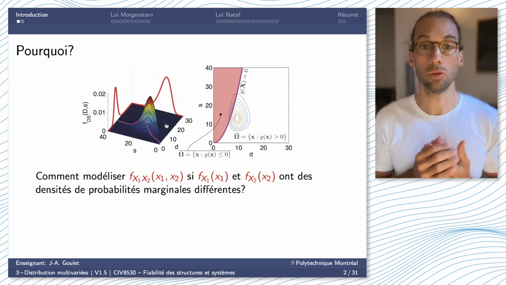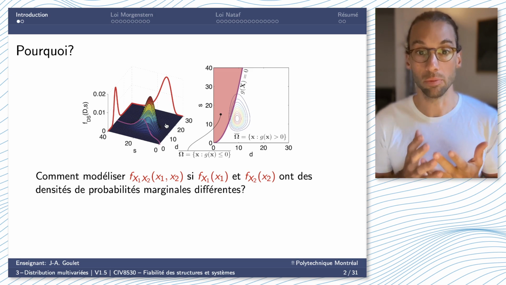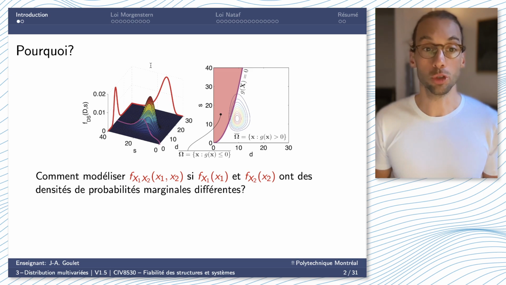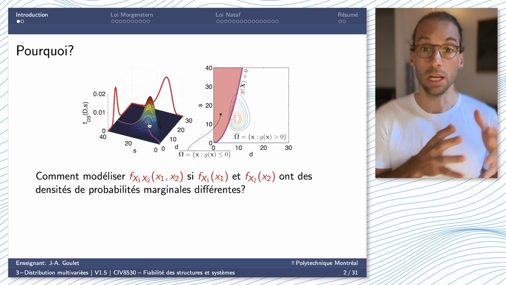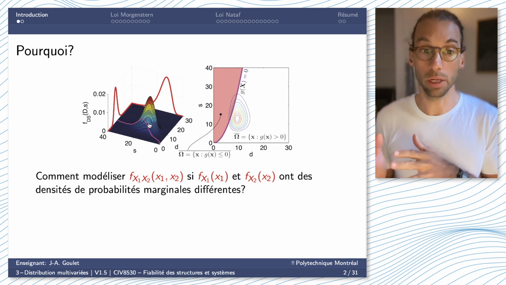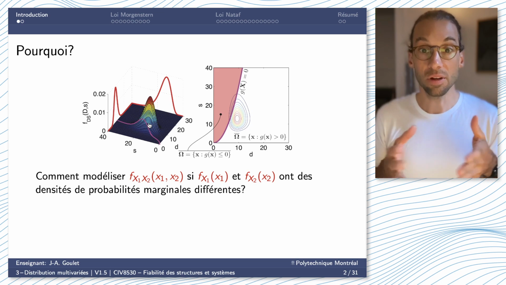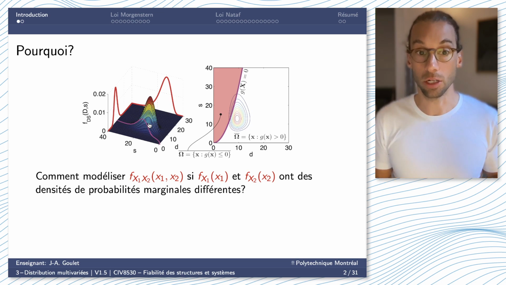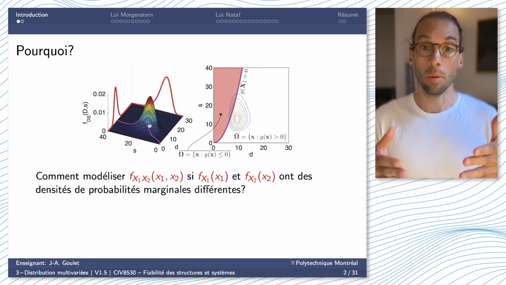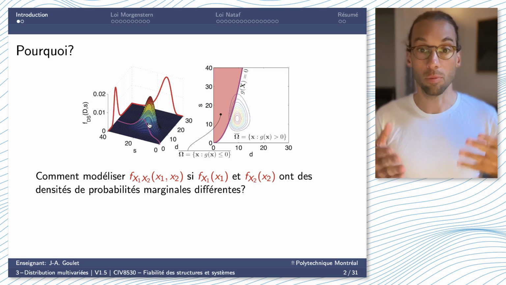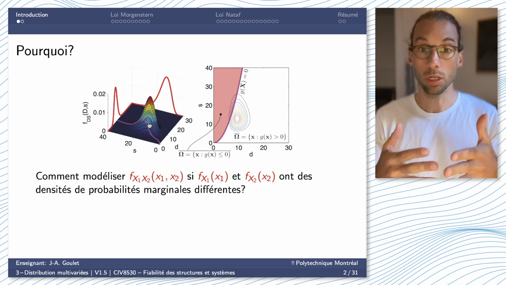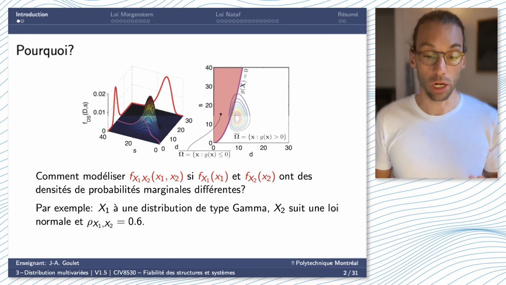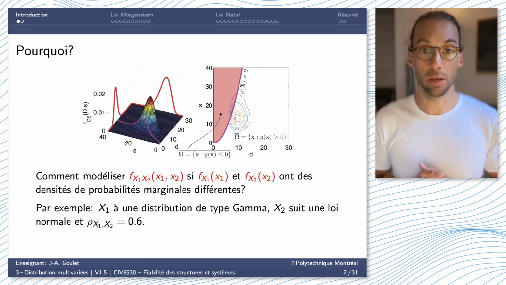When we want to attack a structural reliability problem, we need to model the joint probability density between all the variables involved either in the resistance or the loading model. But these variables might be dependent upon each other. So we want to be able to represent, from our knowledge of the marginal random variables, what is going to be the joint while including the correlation that might exist between them.